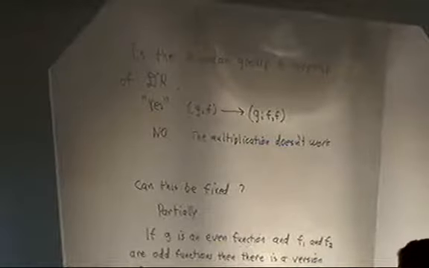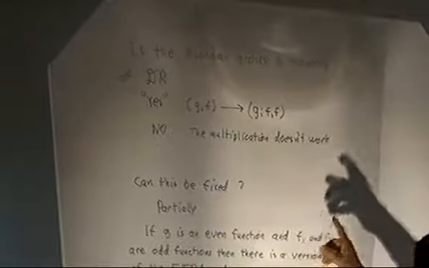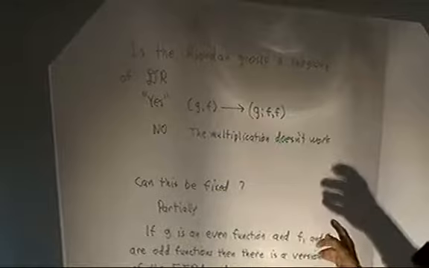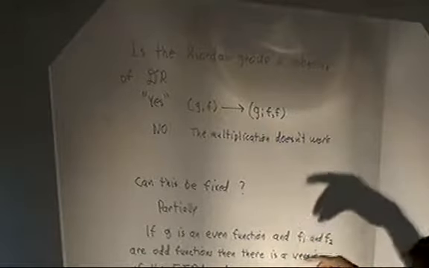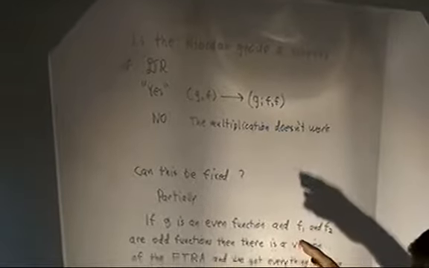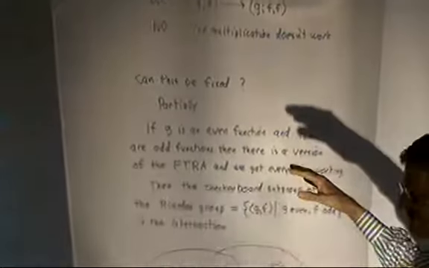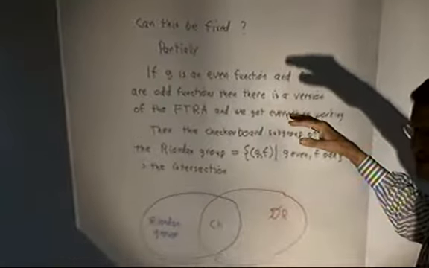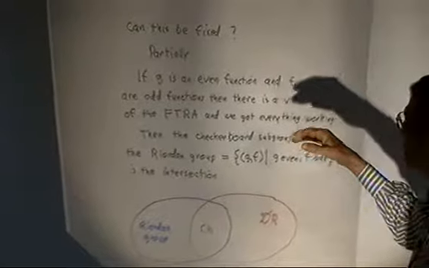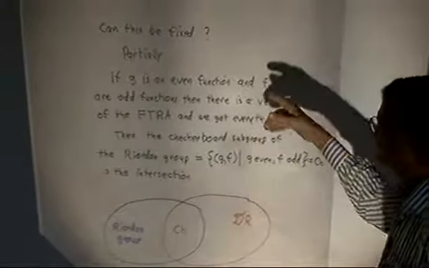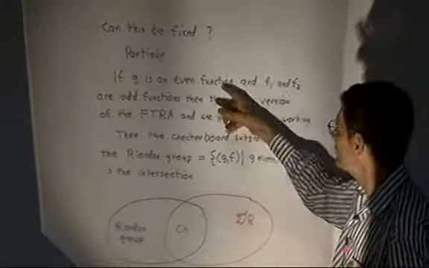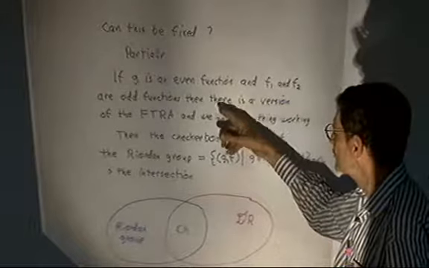Okay, is the Riordan group a subgroup of the double Riordan group? And it would seem at first that, yeah, just take F both times. But it turns out that the multiplication fails rather quickly on almost any couple of examples you pick. You don't get closure. Can it be fixed? And the answer is yes, and that's where the even and odd restrictions come in.